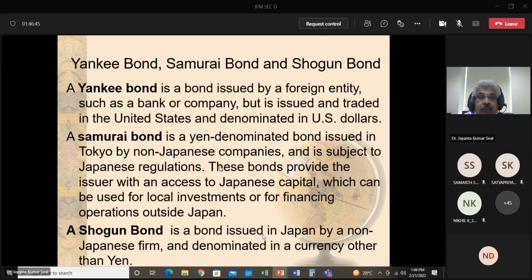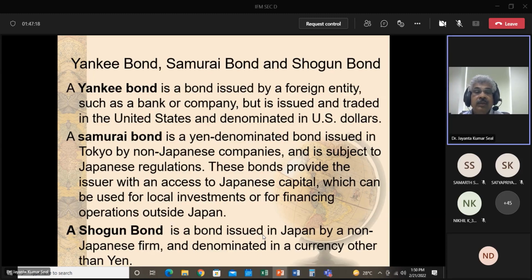Question. So these are all some of the bonds. Yankee bond is a bond issued by a foreign entity, such as a bank or a company, but is issued and traded in the United States and denominated in US dollar. So an Indian company issuing a bond in the US, traded in the US and denominated in US dollars, is called a Yankee bond.